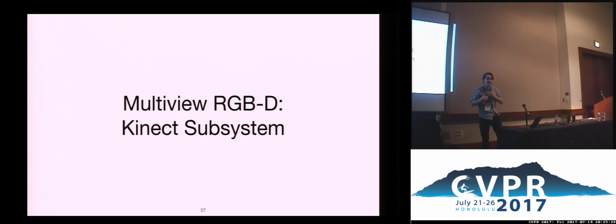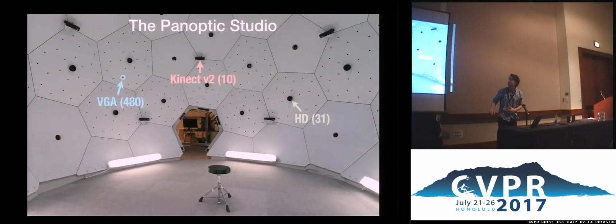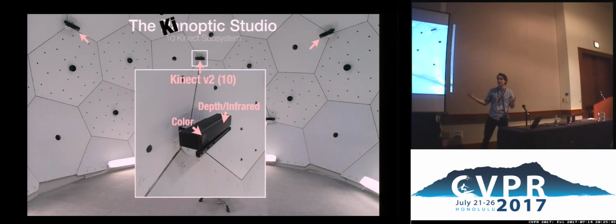As you'll see in a moment, having a multi-depth camera system, especially when they are Kinects, is actually quite complicated. So why bother, I guess, is the question. We already have these VGA systems. We have the HD cameras, and now we're going to add Kinects. Why do this, right? The reason is that the Kinects have a depth sensor.